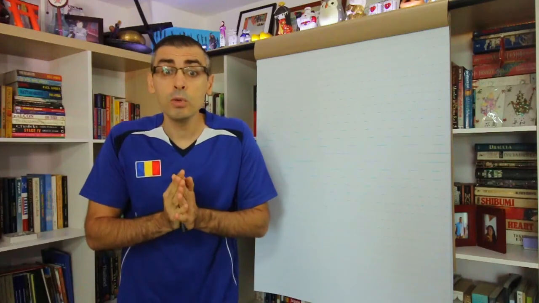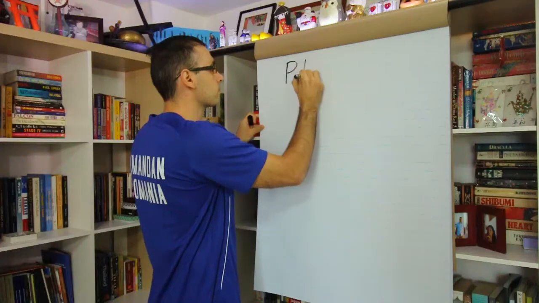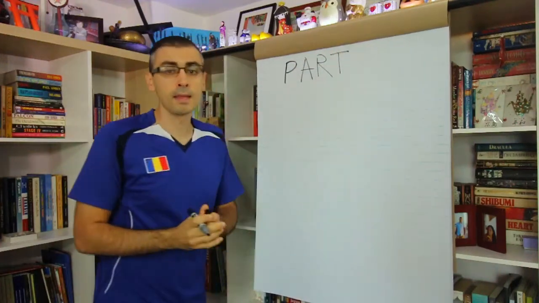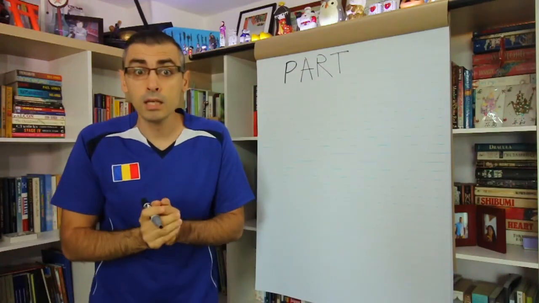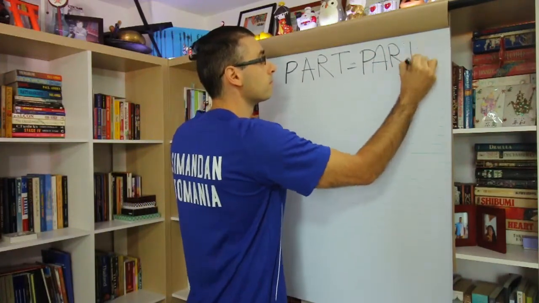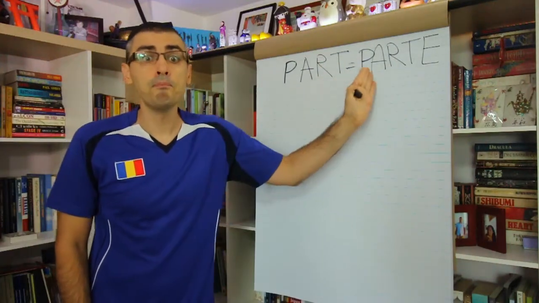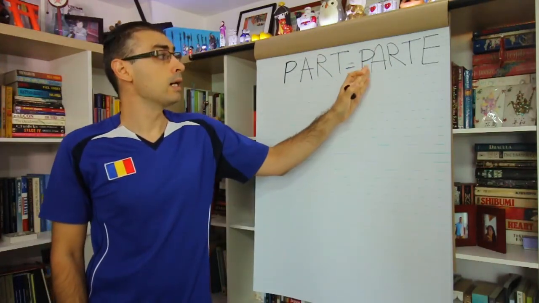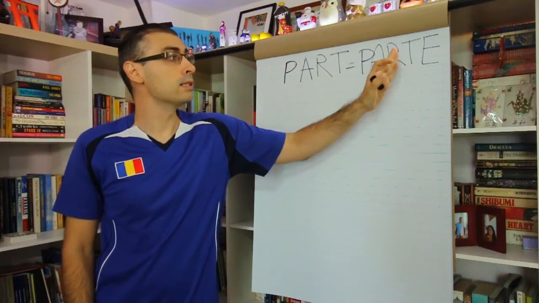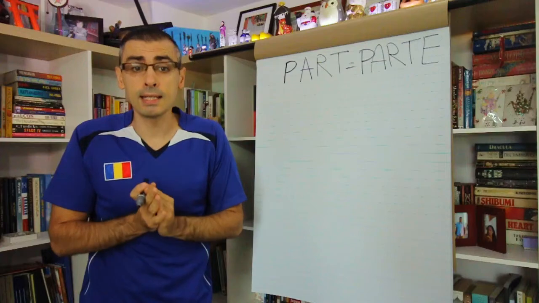In this lesson, we'll look at the word part. In Romanian, parte, parte, P-A-R-T-E, parte. Let's make a sentence.